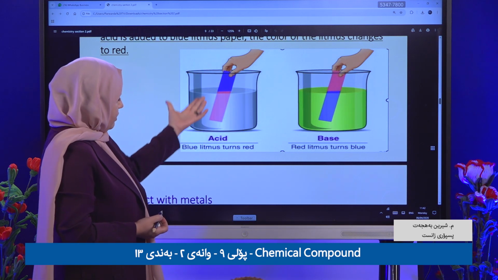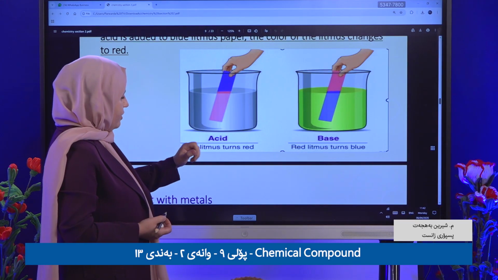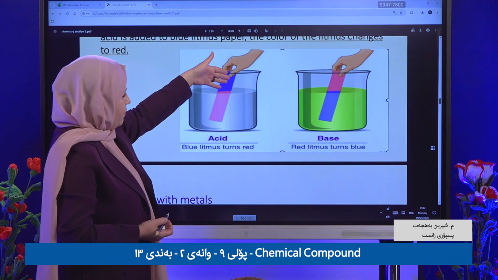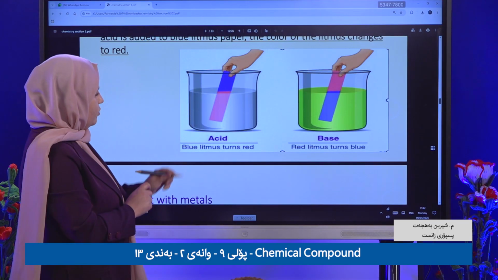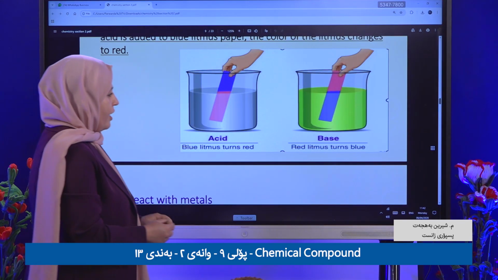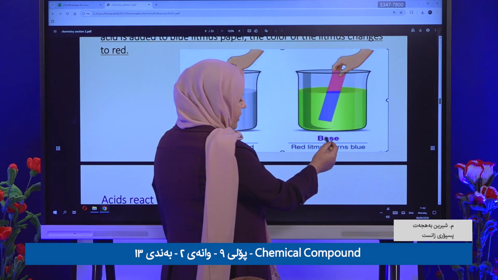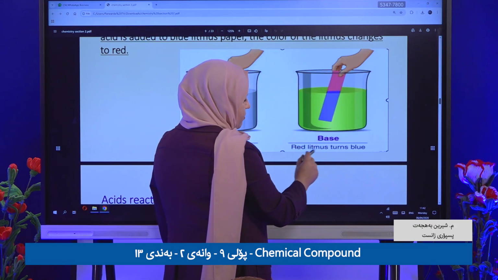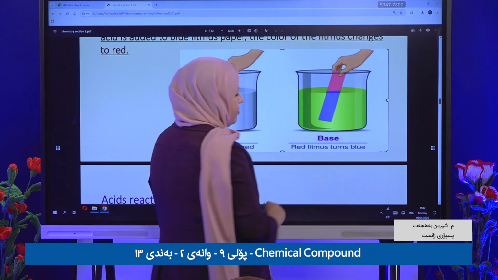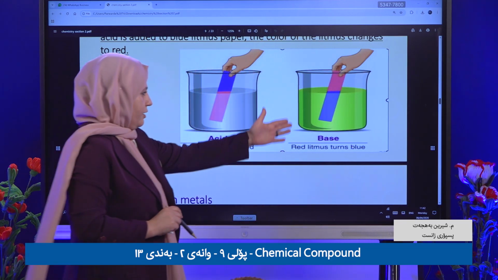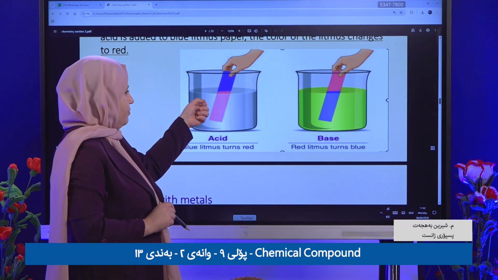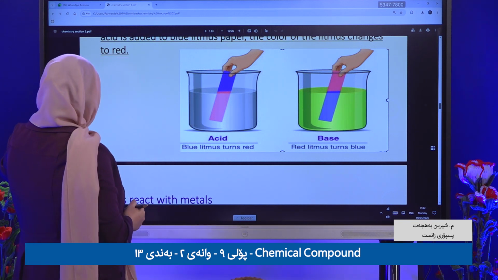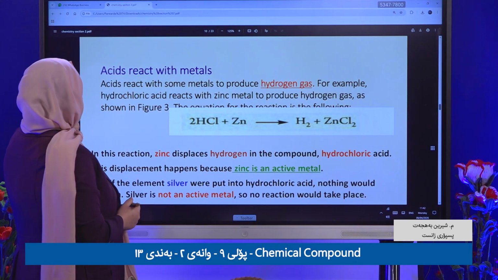How is it tested? This liquid is an acid. How do you know it's an acid? Because the blue paper turns into what? Red. Very good. Excellent. And this one is a base. How do you know it's a base? Because the red paper turns into blue. The litmus paper turns blue. That's when it's a base, and acid is present in the other beaker. Okay? Clear? Okay, let's go.